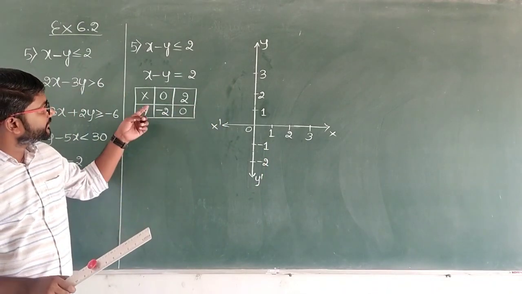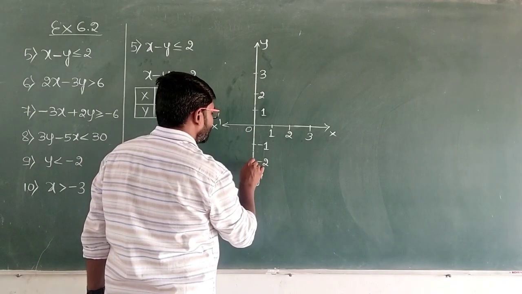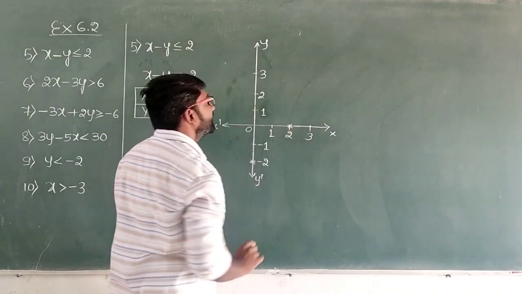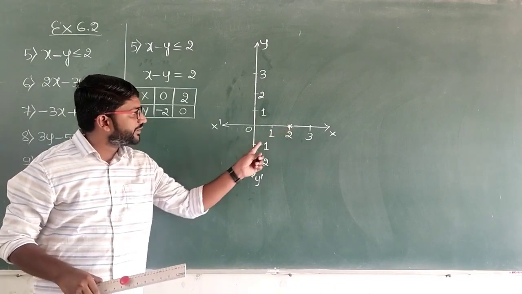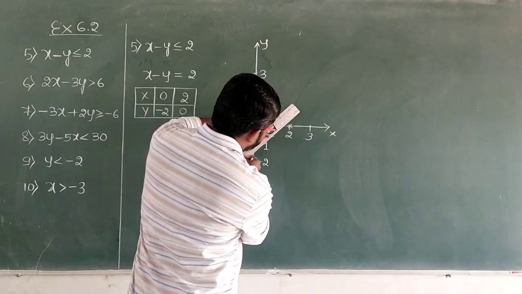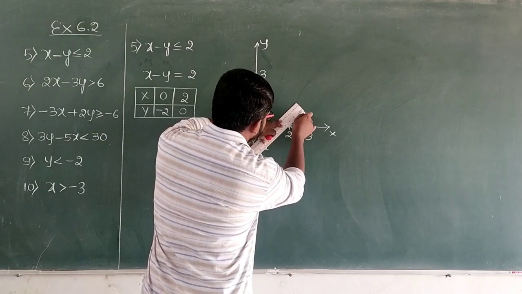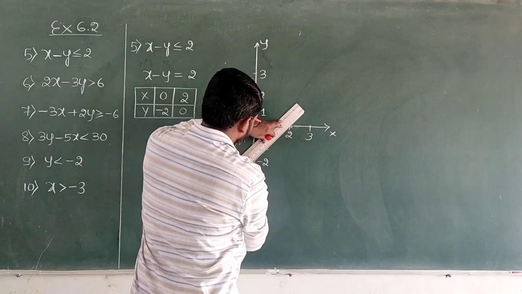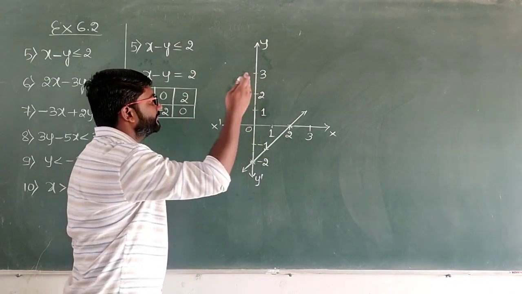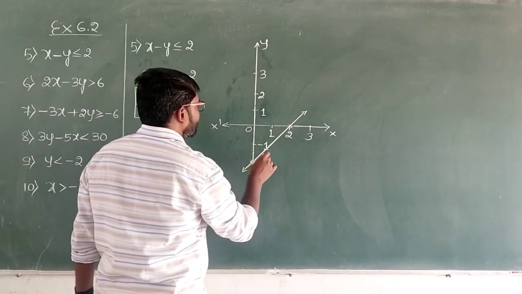So let us go for the first one. First point, 0 comma minus 2. When x is 0, y is minus 2. It is this point. Then when x is 2, y is 0. x 2, y 0. It is this point. Now we have to join these 2 points with the dark line because the inequality is a slack inequality. So let us join these 2 with the thick line or the dark line. Both the sides we need to put the arrow mark because this line extends in both the directions.